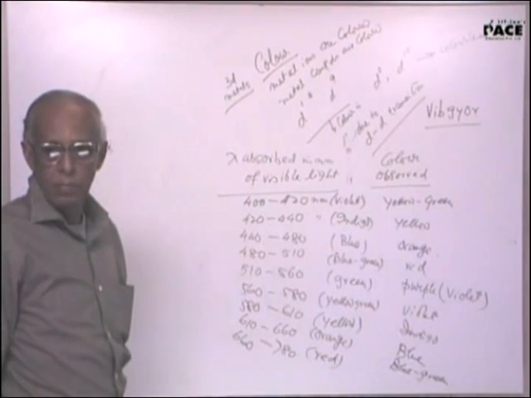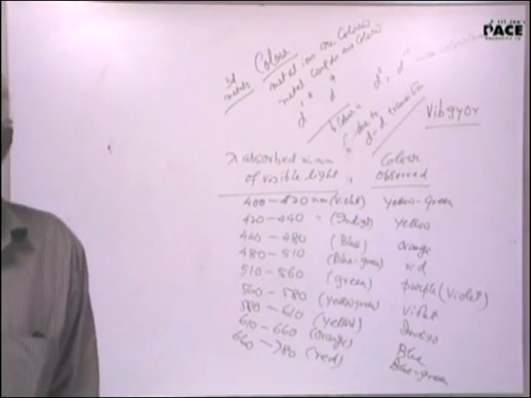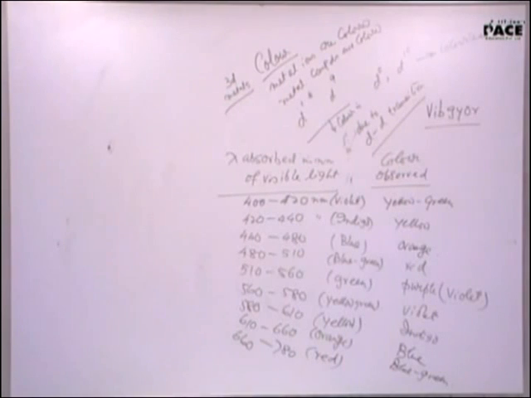Excuse me, sir. So this dd transition which you told, do the two different d orbitals belong to the same shell or to different shells? Same shell.